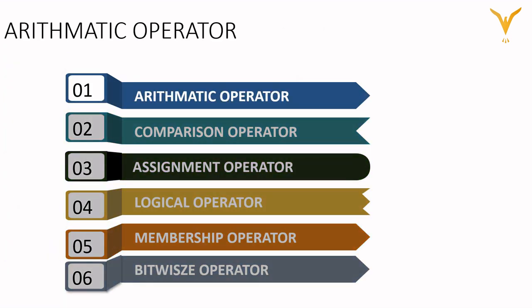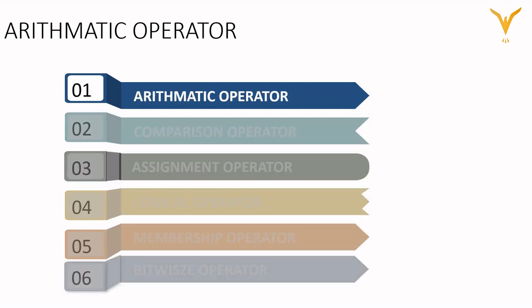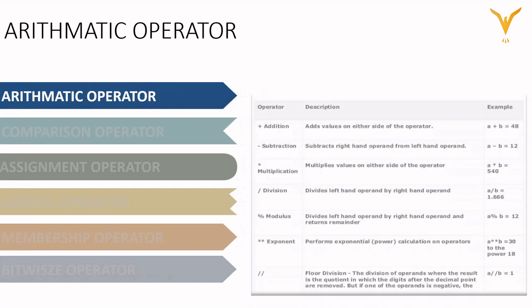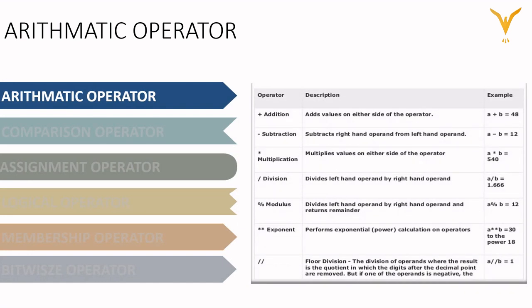So what do you mean by operator? An operator is a symbol that performs a specific action. And what do you mean by operands? Operands are the expression on which the action is performed. So some of the arithmetic operators are addition, which is used to add the two values. Now here you can see I have written an example a plus b. It means a and b are operands and plus is an operator.